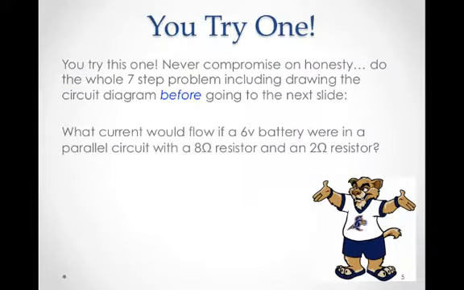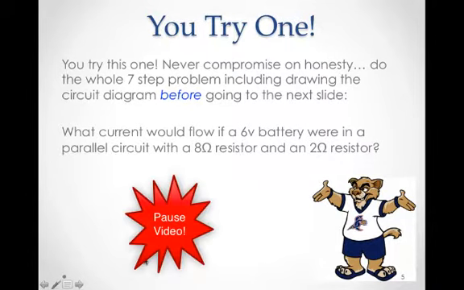Why don't you try one and see how you do, just from that previous example. So we want to know what current would flow if we have a 6-volt battery wired in parallel with an 8 ohm resistor and a 2 ohm resistor. Draw your circuit, give it a shot, and let's see how you did.